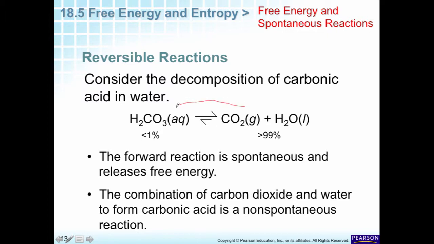This way is non-spontaneous. Okay, and this way is spontaneous. And remember, this is less than 1%. All right.